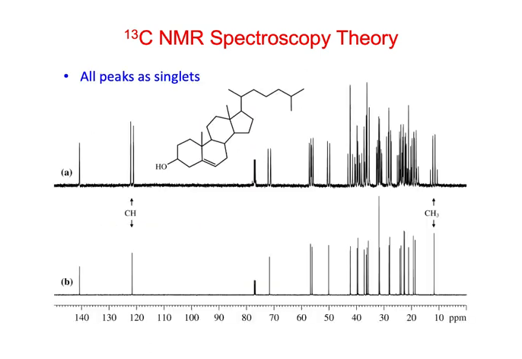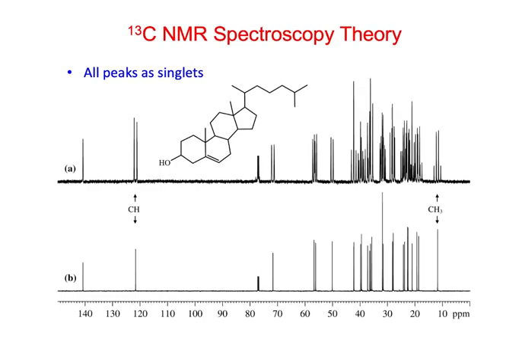So for example, here are 2 spectra. The bottom one, this is the decoupled. It's like the one we just saw. So, well, it's hard to tell actually down in here that they're necessarily all singlets because there's a lot of peaks in there. But all of these peaks are singlets. And up here is actually the coupled spectrum.